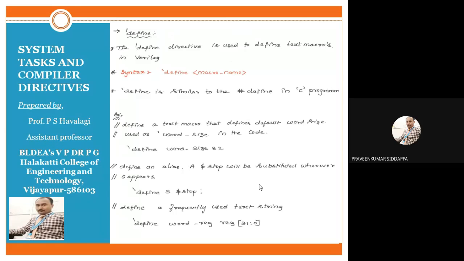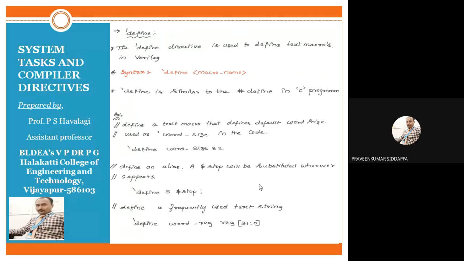How will you define that? Tick mark define word underscore size 32. This defines that word size is equal to 32 in your code. Wherever we require this definition, you can use word underscore size directly. Wherever we have written word underscore size, the software will automatically take it as 32. Such things we should use in our programs.